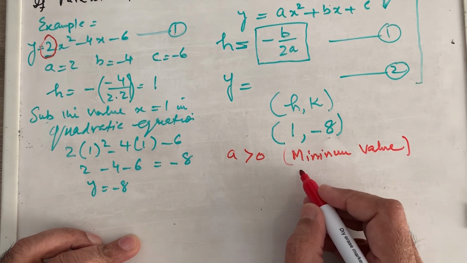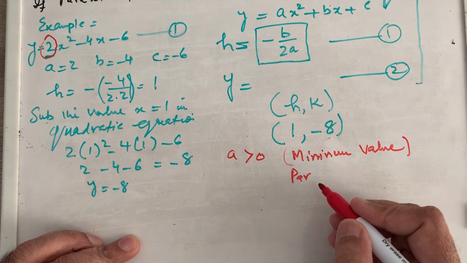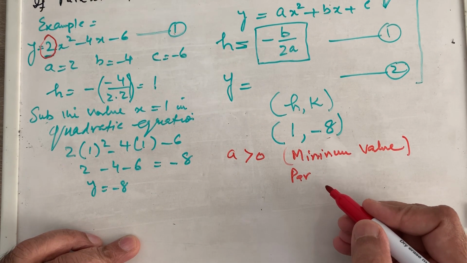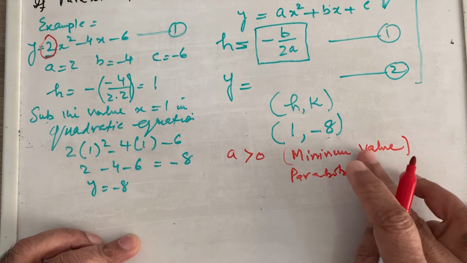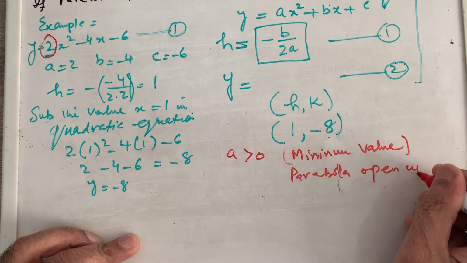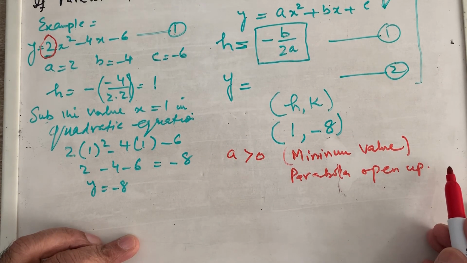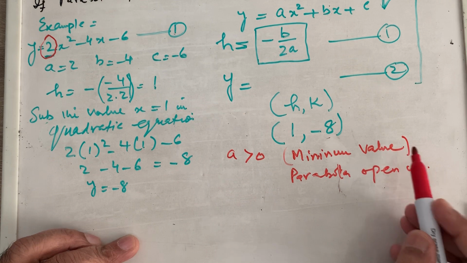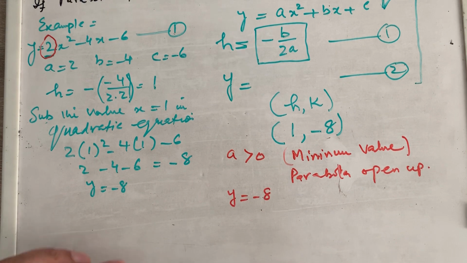Why? Which way will the parabola open? Opens up. Opens up means minimum value. A is greater than 0. The parabola opens up and it has a minimum value. And what is that minimum value? That minimum value is y equals minus 8. It will not go below that number, right? It opens up. So you have this example.